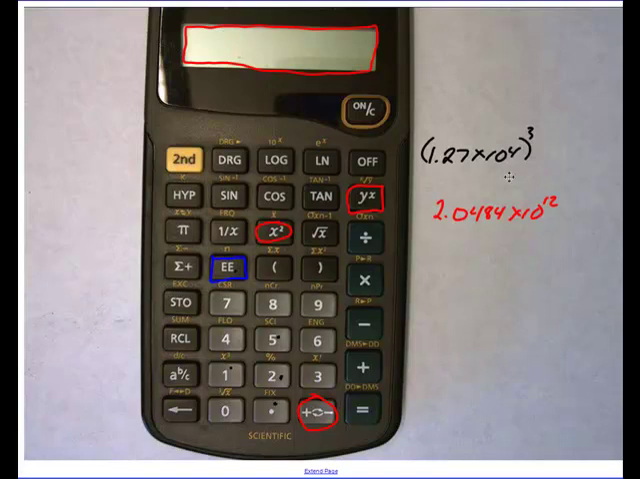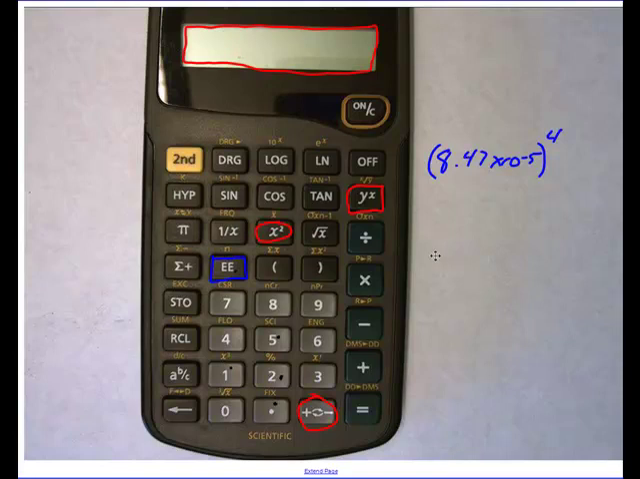Let's try another one. And again, at any time, like always, pause the video, try this. But here's a number, 8.47 times 10 to the minus fifth. And I want to raise that to the fourth power. Okay? Take a moment, pause the video, try it, see what you get. There's a 4 there.